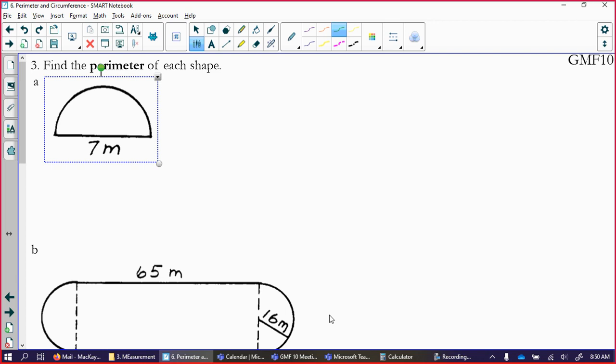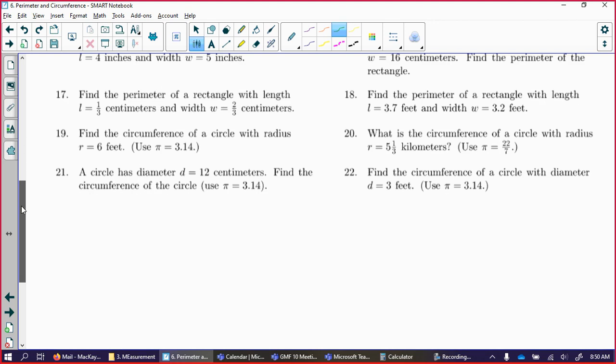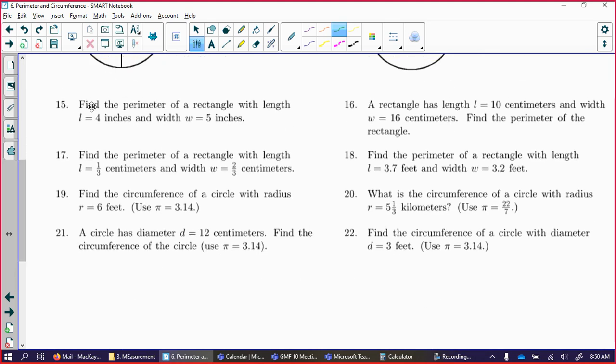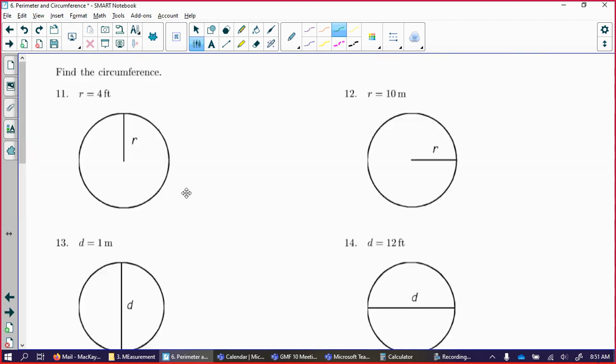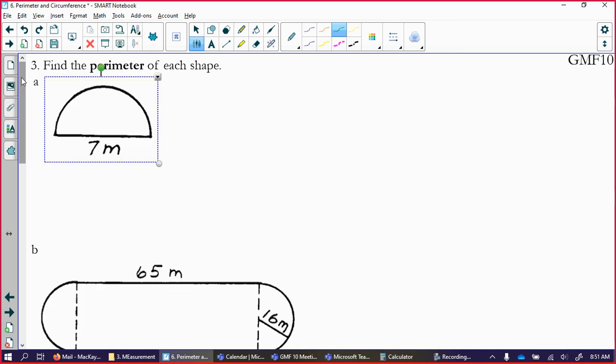So we have these 2 super fun things to look at. And then down here, we'll find the circumference. And then there's some extra practice. Well, that's a rectangle, the perimeter of a rectangle, circumference. So you've got to draw some shapes yourself in the end.